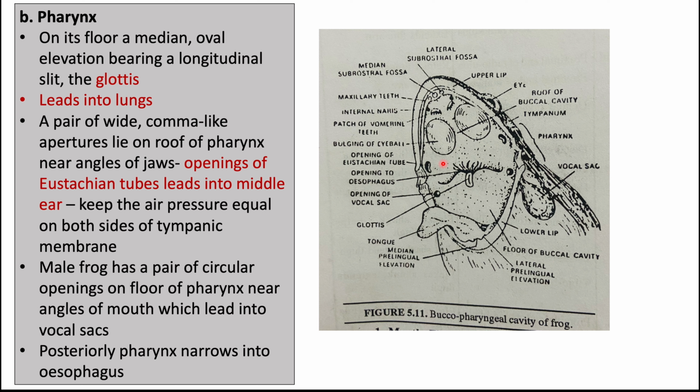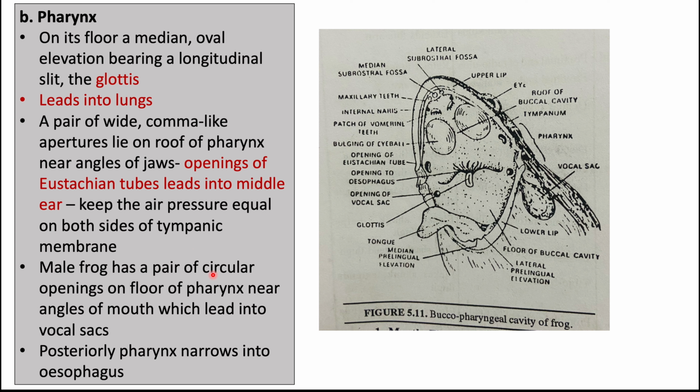So look at these structures, 1 and 2. These are comma-shaped structures. Look at this. These are what? These are the openings of the eustachian tubes. Now these openings lead into the middle ear, and what is their function? They keep the air pressure equal on both sides of the tympanic membrane. So this is the function of the openings of the eustachian tubes.